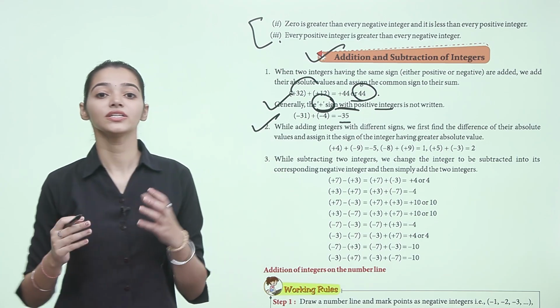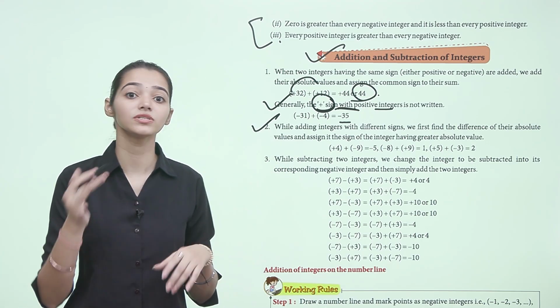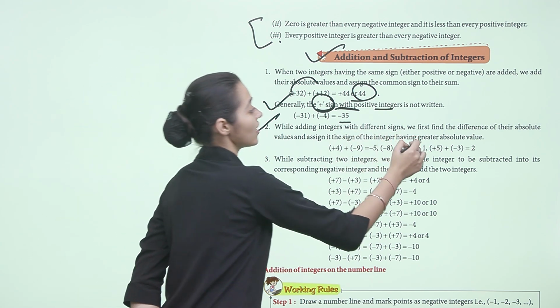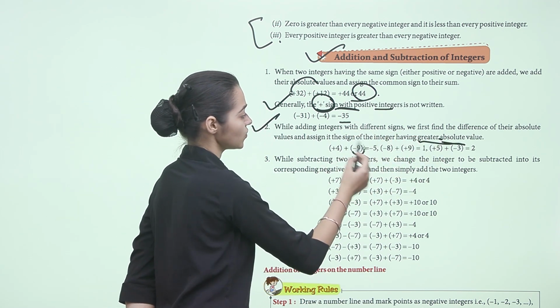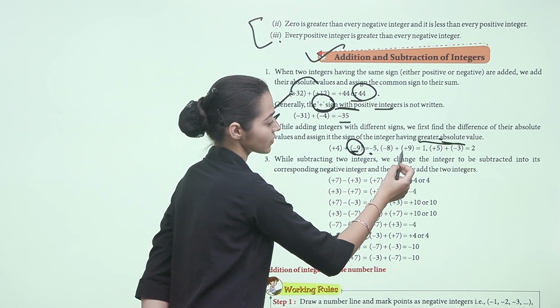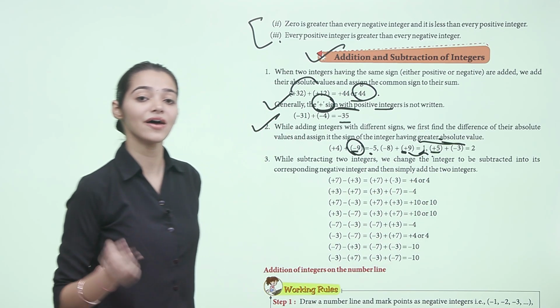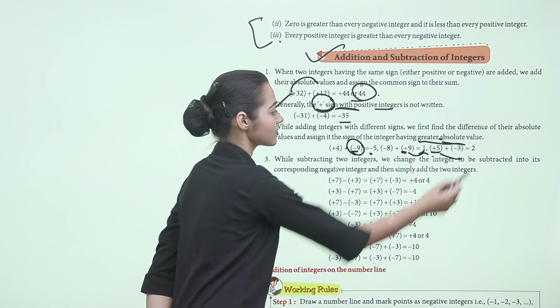Now when we add integers with different signs, we first find the difference and then we put the sign of the integer which has the greater absolute value. Here the greater one has the minus sign, so the answer is negative. Here which one has the greater sign? The greater sign is positive, so the answer is positive. The greater number has the positive sign, so here the answer is positive.